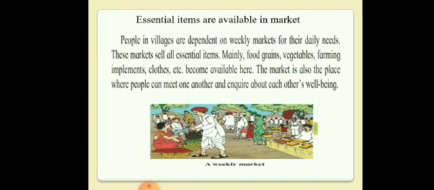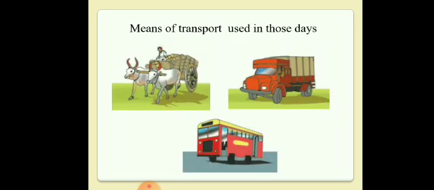People in villages are dependent on weekly markets for their daily needs. These markets sell all essential items. Children, essentials means necessary, which are needed, mainly food grains, vegetables, farming implements, clothes, etc. become available here. The market is also the place where people can meet one another and inquire about each other's well-being. These are some of the means of transport used in those days, like bullock carts, trucks, and buses.